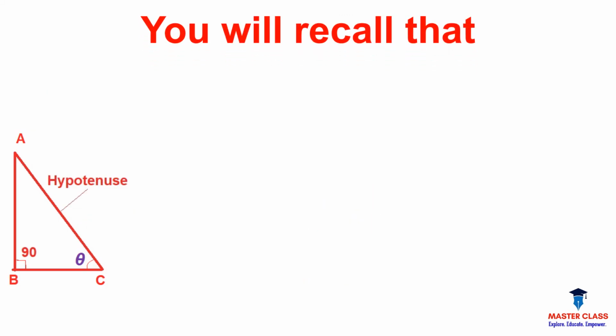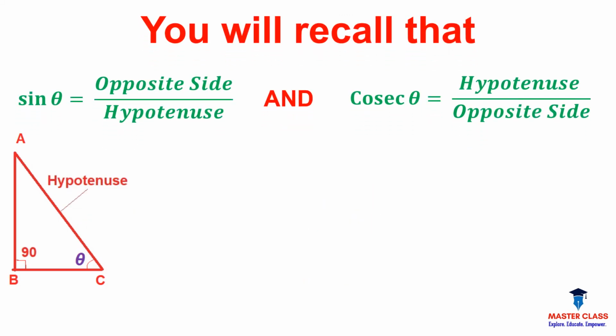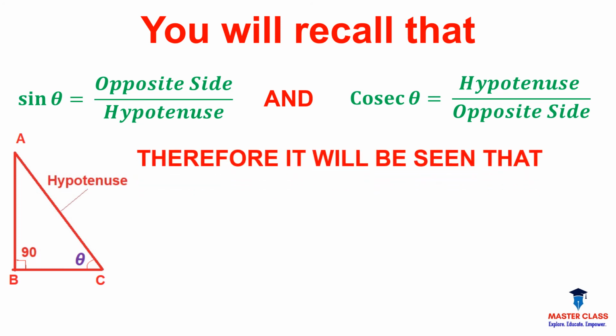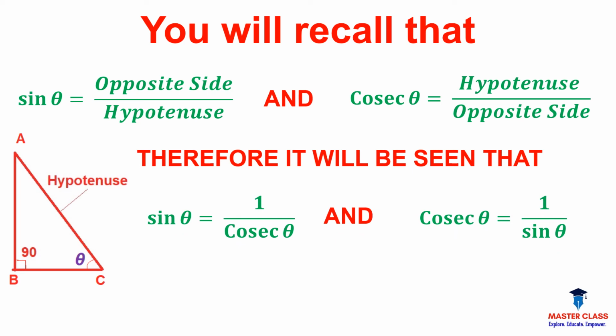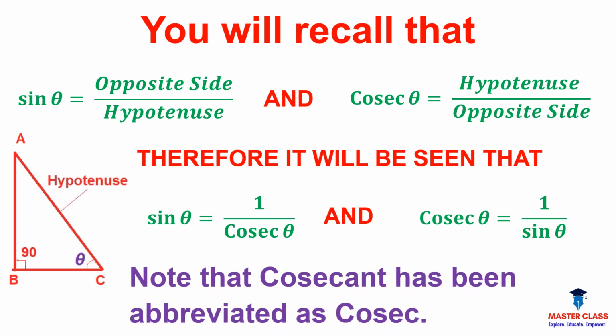You will recall that sin theta is equal to opposite side upon hypotenuse and cosecant theta is equal to hypotenuse upon opposite side. Therefore, it will be seen that sin theta is equal to 1 upon cosec theta and cosec theta is equal to 1 upon sin theta. You will also note that cosecant has been abbreviated as cosec.